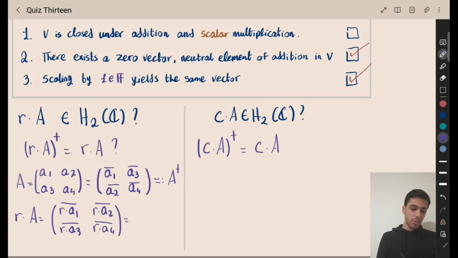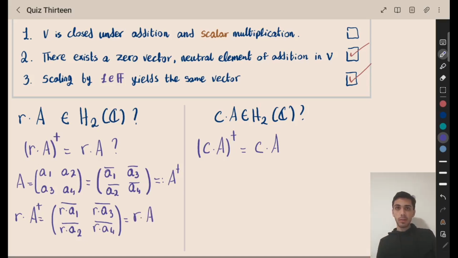Does it stay the same? Well, in this case, we will be switching those, right? So we will be permuting. So this will be 3, this will be... yes, this will be 2, this will be 3. Is this equal to R times A?